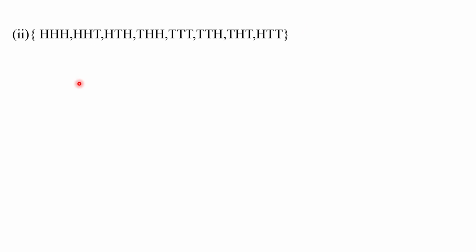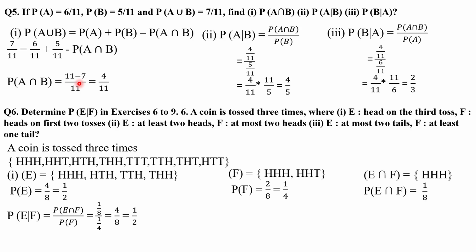Now this F, what is F saying? F is saying at most 2 heads. What is the meaning of at most 2 heads? It means you can have only a maximum of 2 heads. You can have less than 2, but you cannot have more than 2. It can be 0, 1 and 2, but not more than 2.